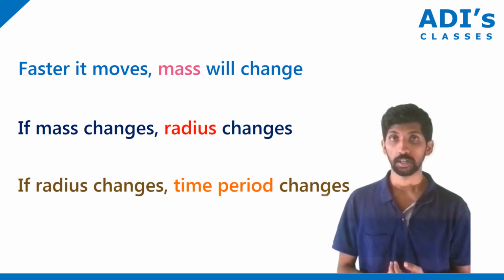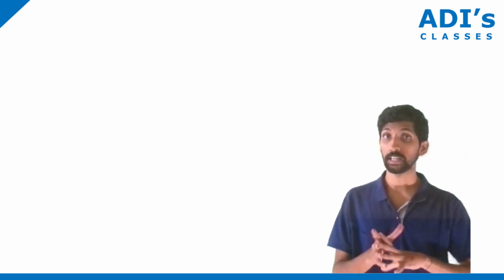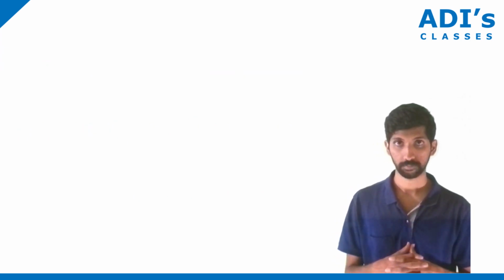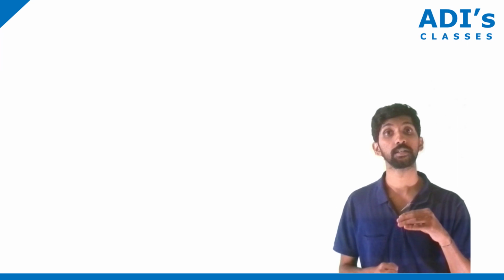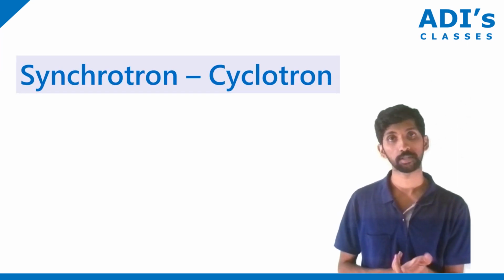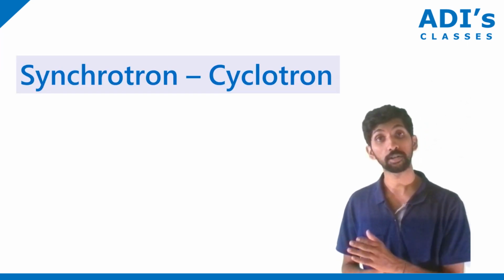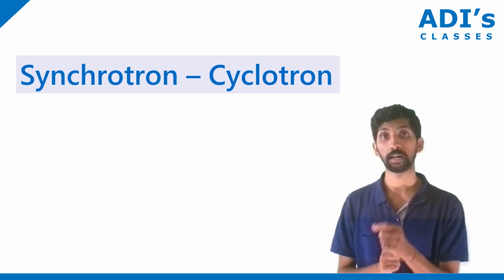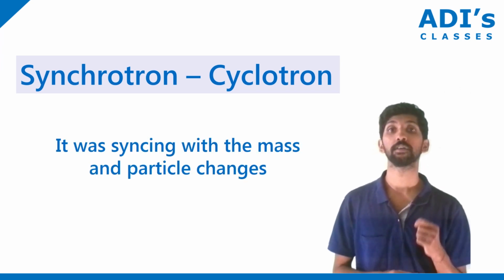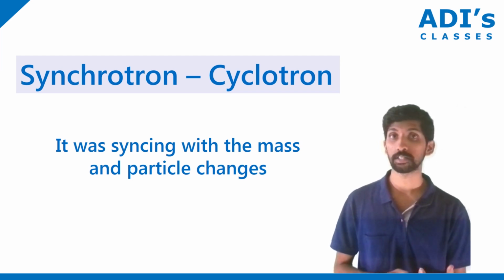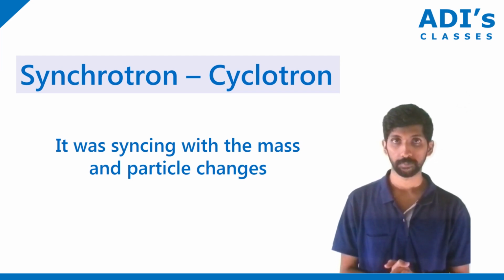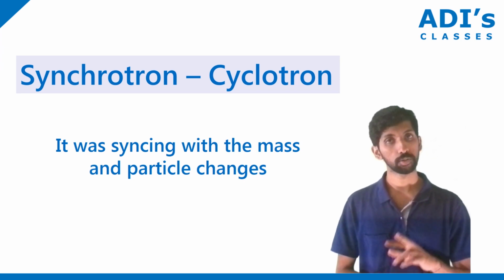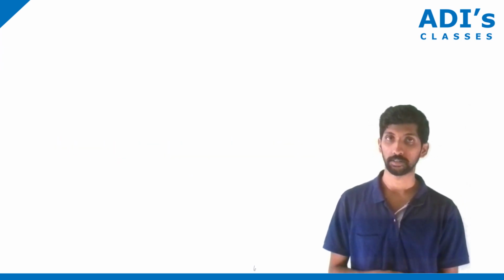So what they did was adjust a variable magnetic field which will sync with the particle motion. That is what we call the synchrocyclotron. It was syncing with the mass change, with whatever changes were happening with the particle. So these were the two limitations of a cyclotron.